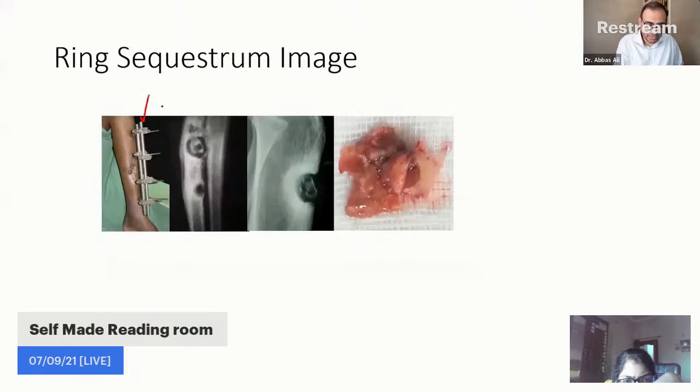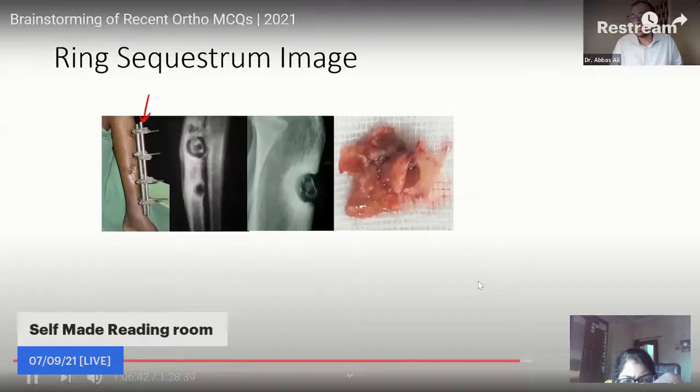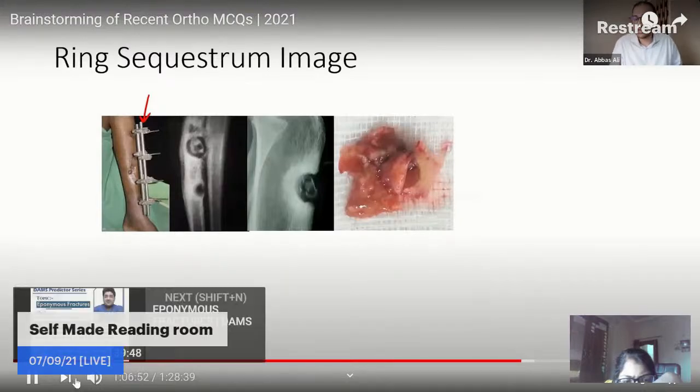So this is the ring sequestrum that I wanted to show you. The patient had an external fixator applied. At the site of the pin, the bone around the pin got infected, and this is the dense sclerotic rim of bone that got infected. Pin track site that gets infected, you call it a ring sequestrum.